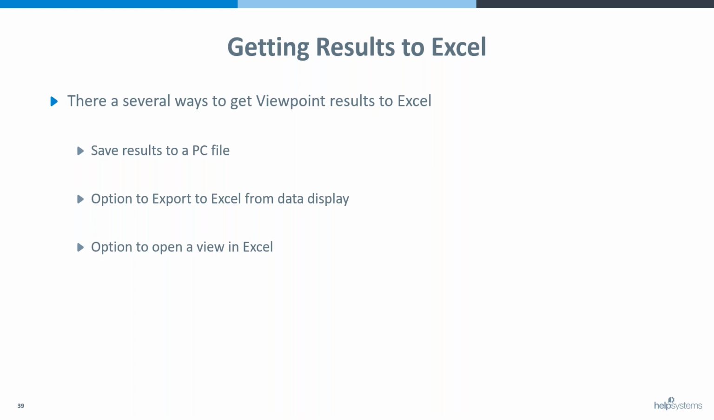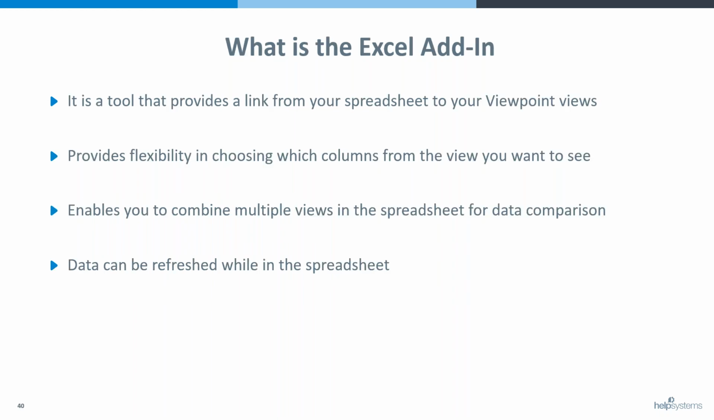You can simply save the results to a PC file and then access that file. You do have the option from a display to export the data to Excel, kind of like a screen scrape. And you also have an option on a view to simply click on it and say open in Excel. They all have their advantages and uses, but they also share one limitation, and that's that each one of them is only dealing with one data set at a time. And maybe that's sufficient for some things, but maybe it'd be nice to have more than one set of data on one Excel spreadsheet to be able to compare data.